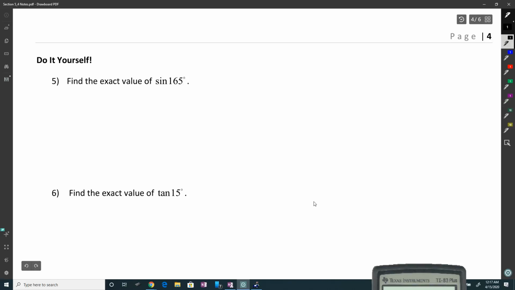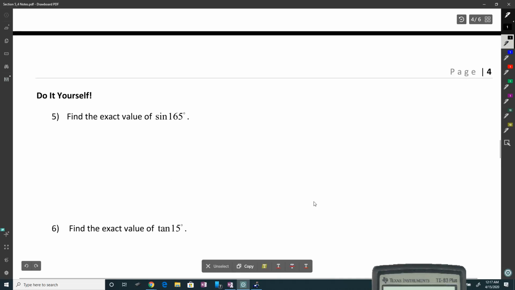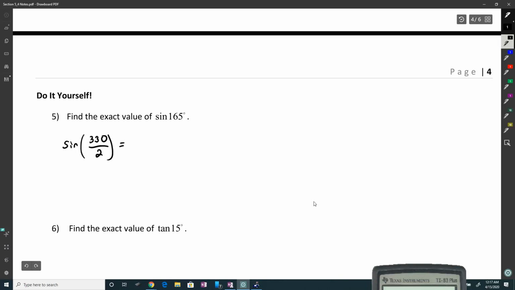Anyway, so here's the do it yourself part. The first one says find the exact value of sine of 165 degrees. Since this is the a over 2 section, I'm going to look at this as sine of 330 over 2. First, 165 degrees is in quadrant 2, and in quadrant 2, sine is positive.